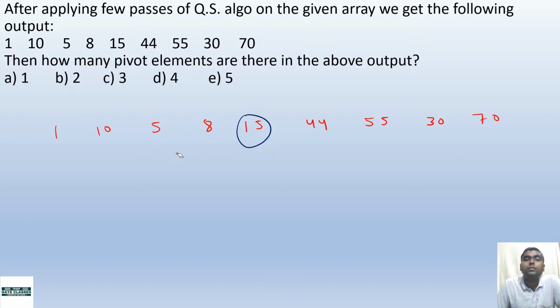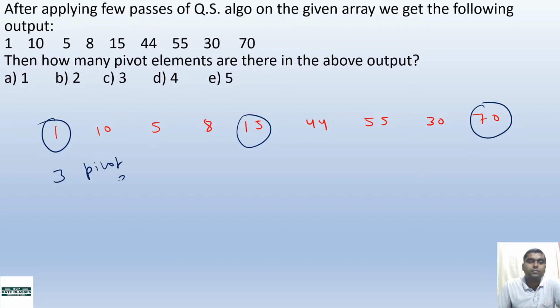Okay, because 44, 70 is also, yeah, 70, because less than this side and greater than this side. And what about others? And also 1, because less this side and greater this side. So these three are pivot elements. So 3 pivot elements are on correct place.